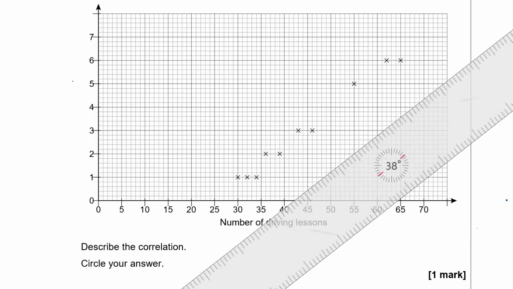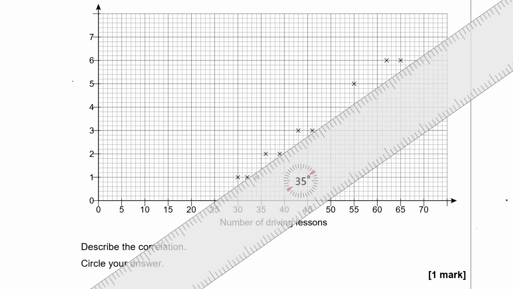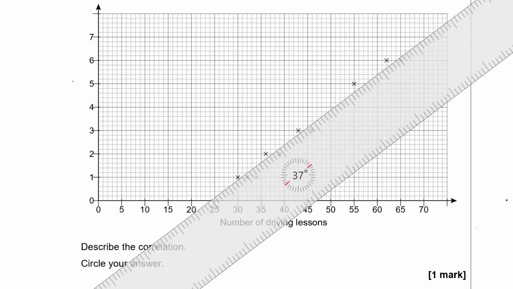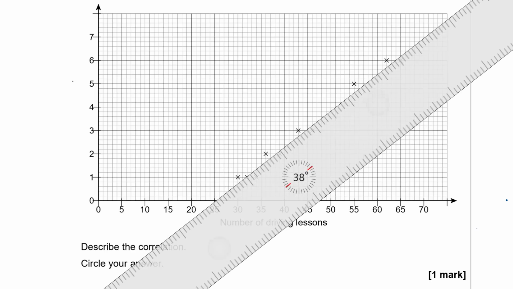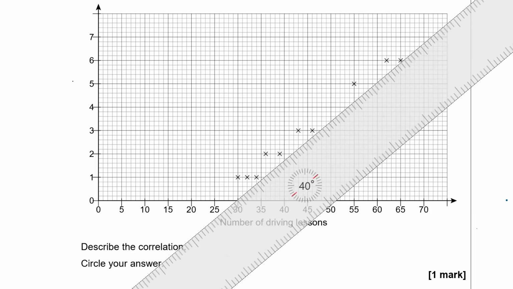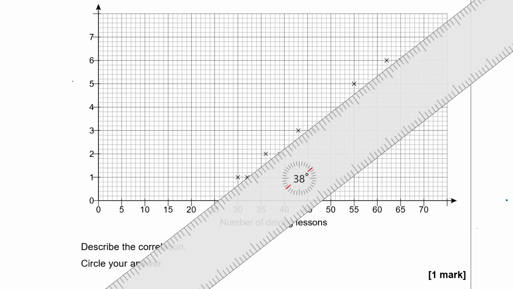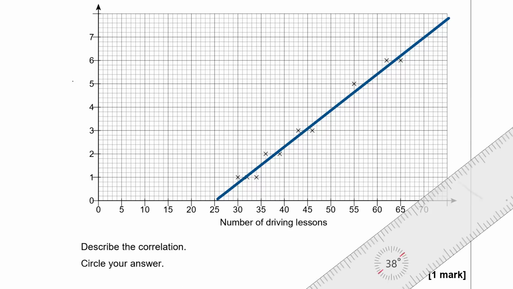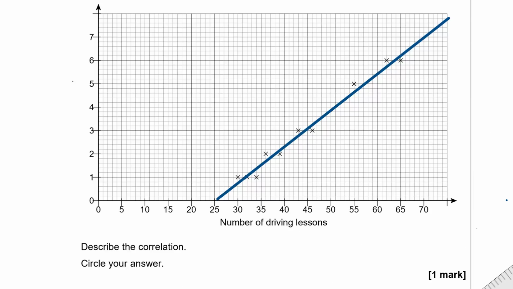So using your ruler, you want to place it in such a way as it passes through the points. You need to try and get the same sort of number on both sides of the line. Okay, looks about right to me. It's not a precise, exact science. You do get a bit of leeway either side. I think that looks about right.